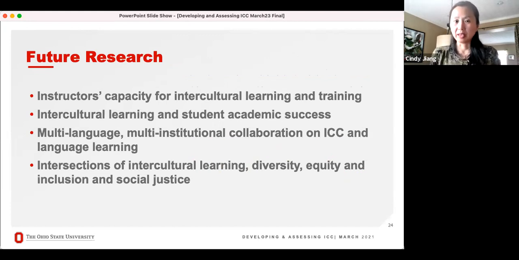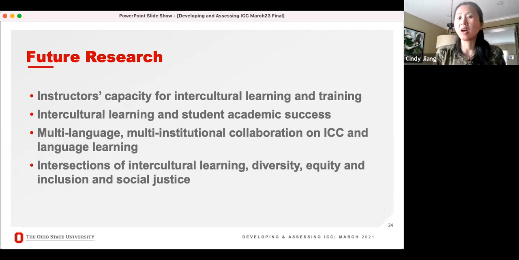As we noted earlier, something that we learned throughout the first phase is that instructors are lacking in that capability. We also gave instructors the IDI training before 1101 started in 2019, and we realized that instructors are sometimes at the same level as students, or maybe they needed more developmental work on their own. Also, we are looking into intercultural learning and the relationship between cultural learning and students' academic success in general.